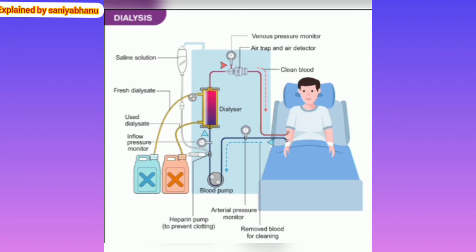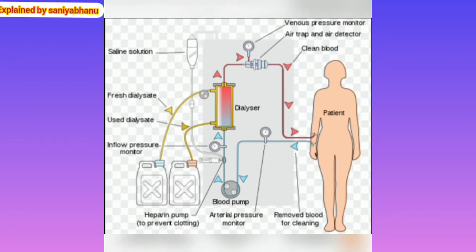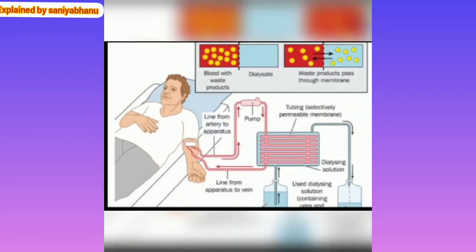Hemodialysis helps control blood pressure and balance important minerals such as potassium, sodium, and calcium in your blood. In this process, the blood is taken out from the main artery, mixed with an anticoagulant such as heparin, and then pumped into the apparatus called dialyzer.